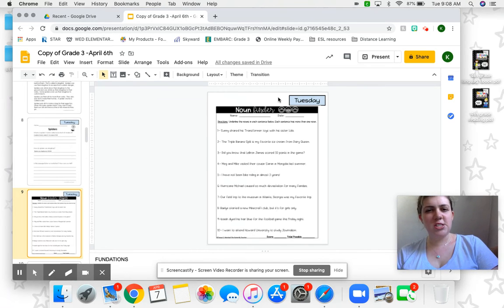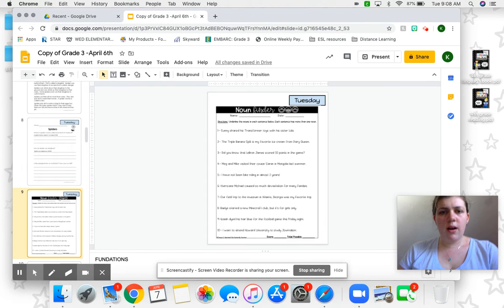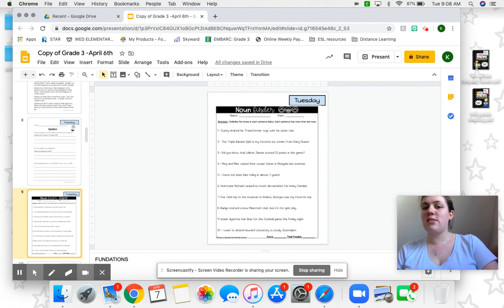Then for this one, just like yesterday's, you are finding the nouns in each sentence. So underline the nouns in each sentence below. Each sentence has more than one noun. So the difference is this paper does not tell you how many nouns are in each sentence. Remember, a noun is a person, place, or thing.